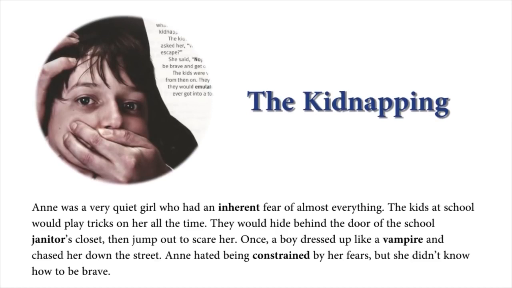The kidnapping. Anne was a very quiet girl who had an inherent fear of almost everything. The kids at school would play tricks on her all the time. They would hide behind the door of the school janitor's closet, then jump out to scare her. Once, a boy dressed up like a vampire and chased her down the street.